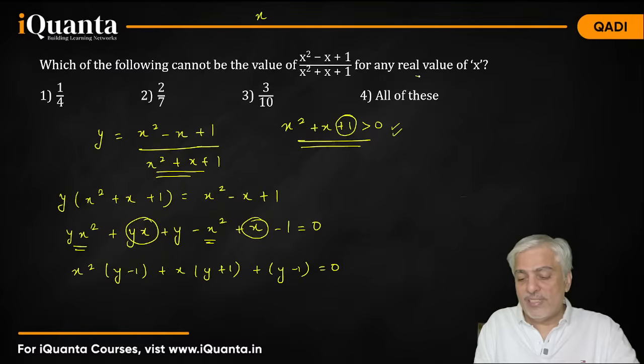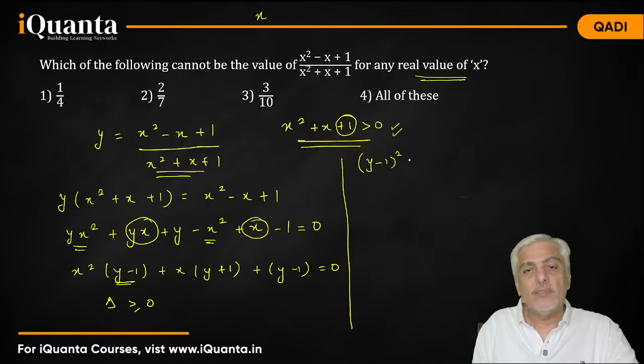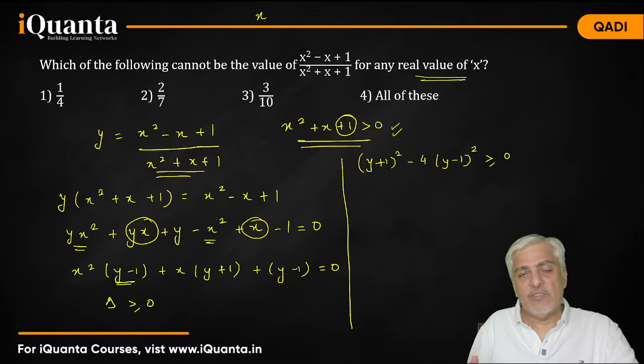We know that the value of x has to be real, which means delta has to be greater than or equal to 0. Delta is b square minus 4ac. B square will be y minus 1 the whole square minus 4ac. Sorry, b square will be y plus 1 the whole square. B square minus 4ac will be greater than or equal to 0. Solve this whichever way you want. There can be smarter ways to solve this.